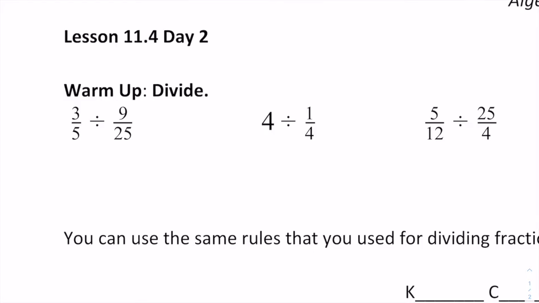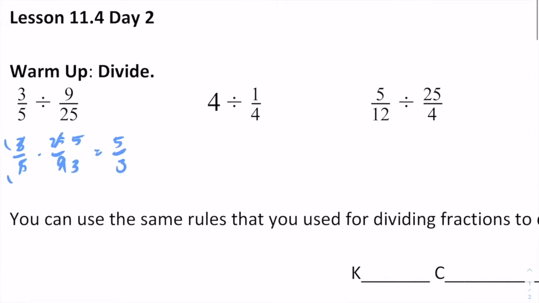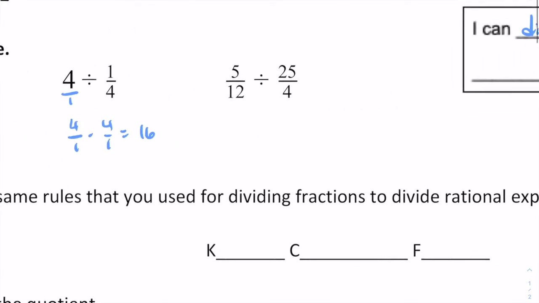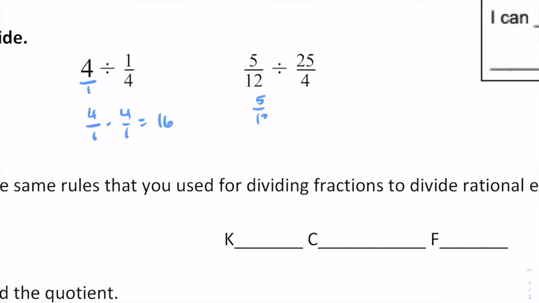Alright, so for the first one, remember how we divide fractions is use keep, change, flip. So keep, change, flip, and then from here you could cross multiply, or cross simplify. 1, 5, so you get 5 over 3. This next one, remember if it doesn't have an over 1, put it over 1. 4 over 1 times 4 over 1, you get 16. Next, you get 5 over 12 times 4 over 25. Simplify across. 3, 1, and I get 1 over 15.